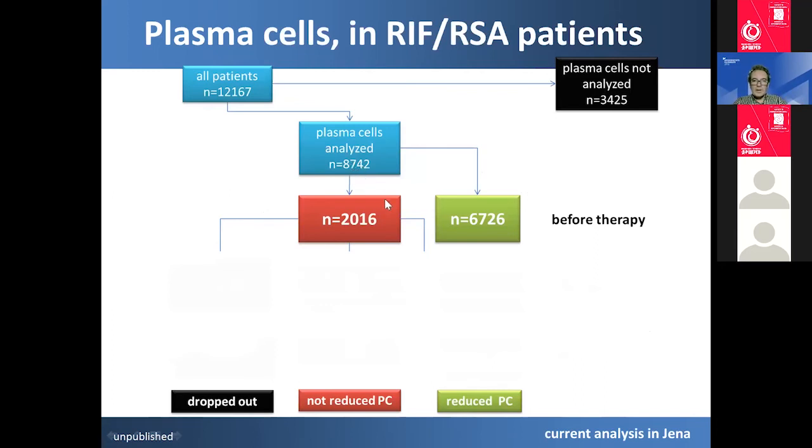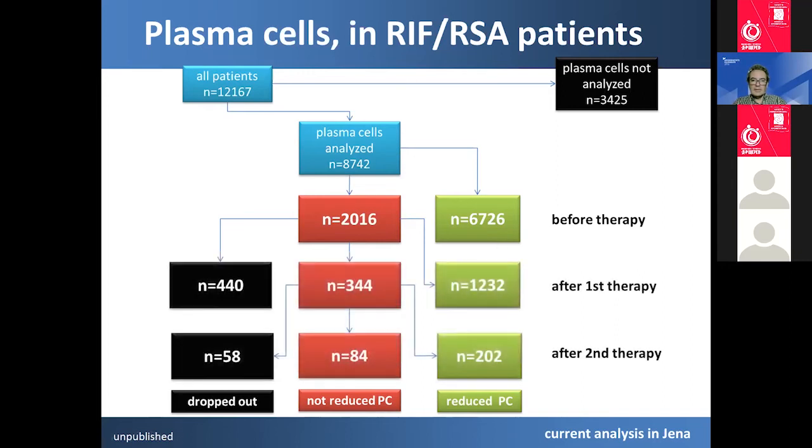These are very recent results, therefore the numbers are higher than in the previous slide that I've shown you. This is very new. So again, comparison, plasma cells analyzed, meanwhile 8,700, and you see here not reduced and reduced numbers of plasma cells after therapy. So out of these 2016, which had high numbers, these are the numbers which have not been reduced after the therapies, and these are the numbers that have been reduced after the therapy. So that means we can show here that antibiotic therapies really reduce number of plasma cells.